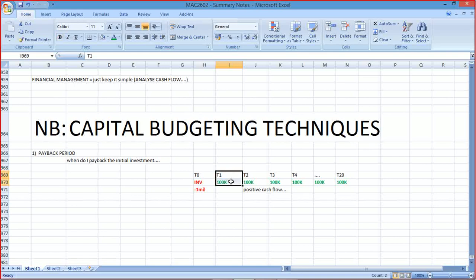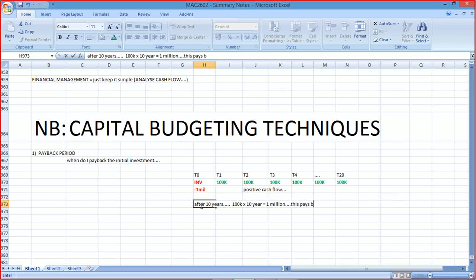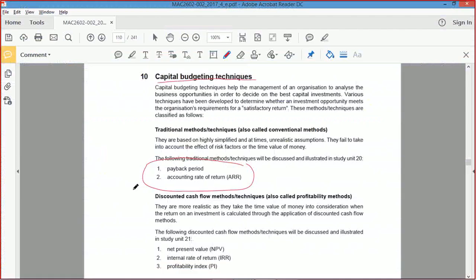Okay, so obviously if I'm getting 100,000 every month, when do I pay back the initial investment? After 10 years. 100k times 10 years equals 1 million. This pays back the initial investment. Make sense? Yes, sir. Okay, that's payback period. Very simple calculation.